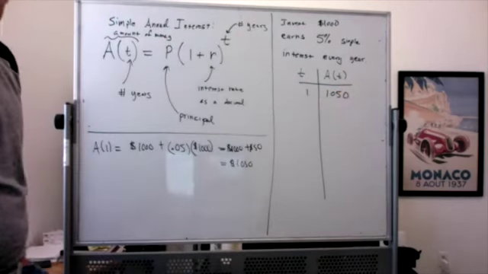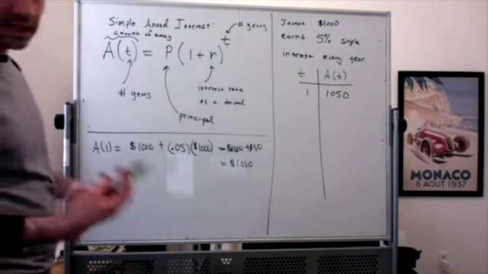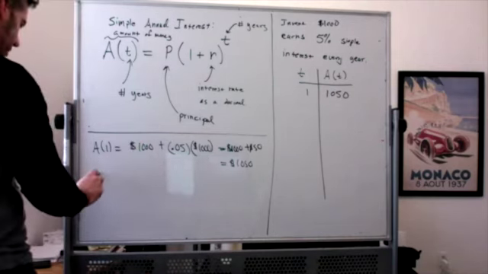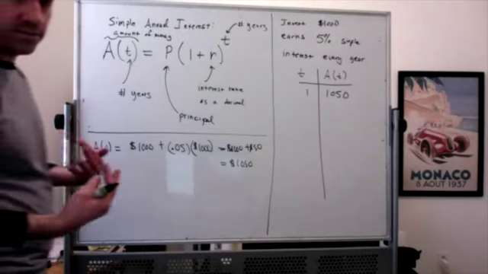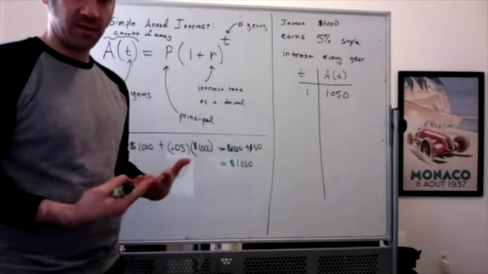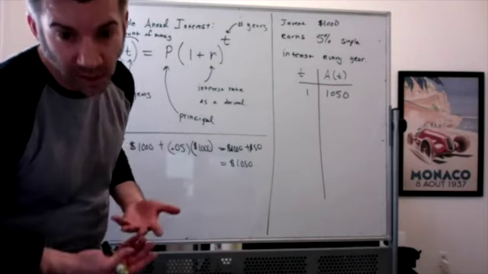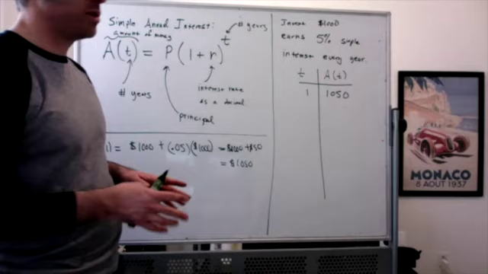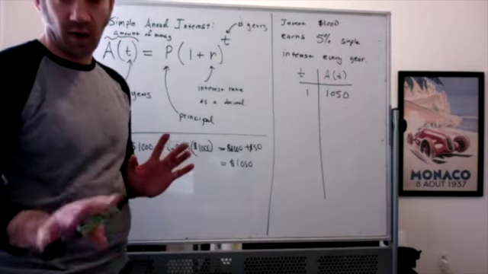After 2 years, here's what's going to happen. This is where the idea of compounding starts to get into it. At the beginning of year 2, I now have $1,050. And I'm going to leave. Don't you need to add 1 to the interest rate? Well, you're not wrong.